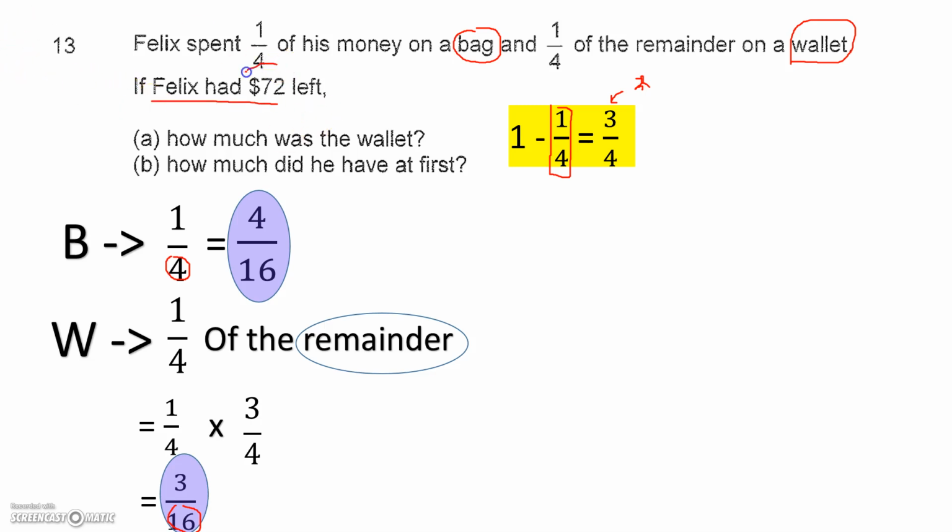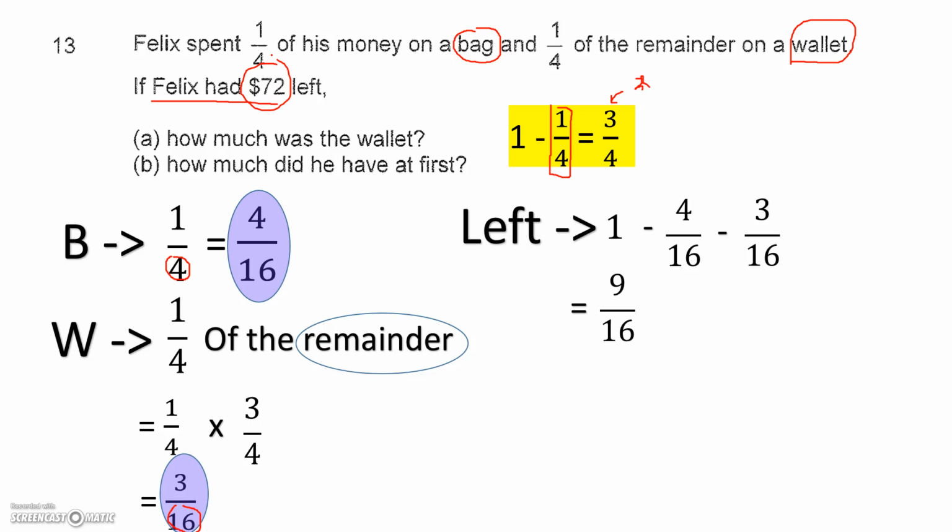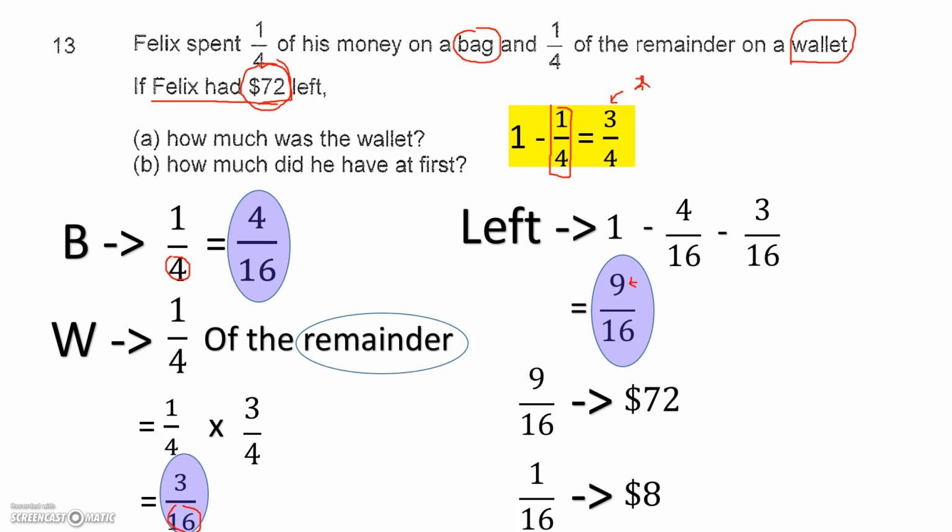Felix had $72 left. So we have a fraction that we need to find, how much is left. Everything starts off with one whole, take away what we have for the bag, take away what we have for the wallet, and that leaves you with this fraction, 9/16. So this 9/16 is what is left. And they tell you in the question that this 9/16, 9 units, is actually $72. So we can safely say that these 9 units represent $72. To find 1 unit, it represents 72 divided by 9, which gives us $8.